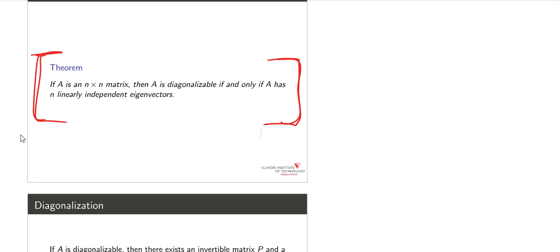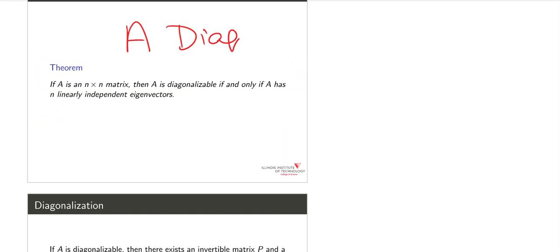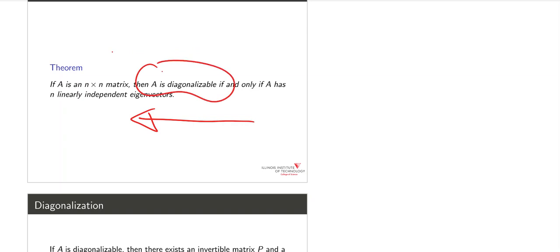Again, this is a theorem which has two sides, right? If and only if. It says that if A is diagonalizable, then A has n independent eigenvectors. So this is one direction right here. The other direction says that if you have n independent eigenvectors, then matrix A is diagonalizable. So this is a useful fact. This is much more useful if you go this way, which means that if you find n independent eigenvectors, then you can actually diagonalize that matrix A.